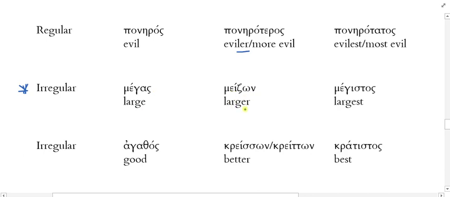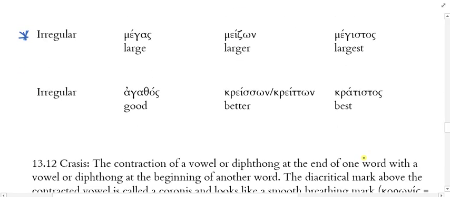Meizon is larger. Notice this is under the irregular column because not only is my stem changing, but also I'm not using the teras ending here, am I? So meizon is larger, and megistas is largest. And then agathos is the adjective good. That's the positive. Krason, better. There's an alternate spelling with the double tau, so kraton. So krason or kraton, better. And then kratistas, best. So that is a sampling of degree.